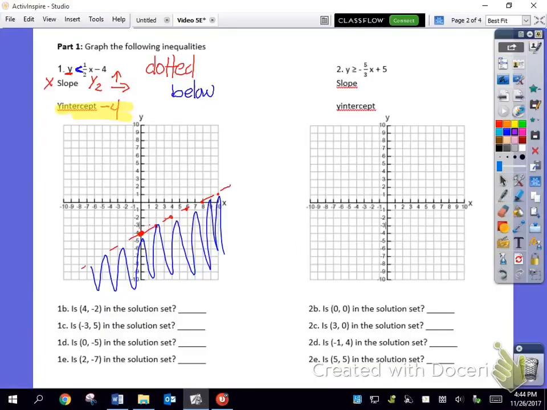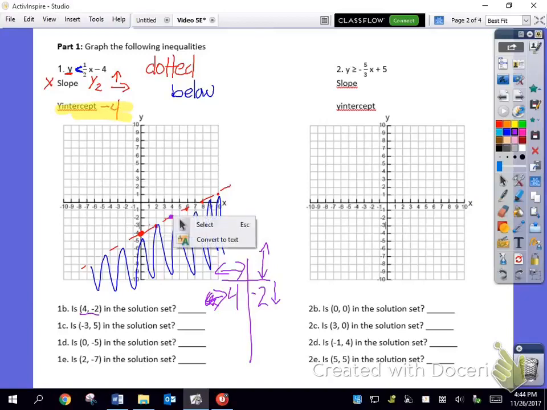So we're going to graph these. 4, -2. Now I'm going to put these in my points over here. Remember, 4 tells me to go left or right. -2 tells me to go up or down. So I'm going to go to the right 4, down 2. Oops, I said to the right 4. I said it right, wrote it wrong. So to the right 4, down 2.